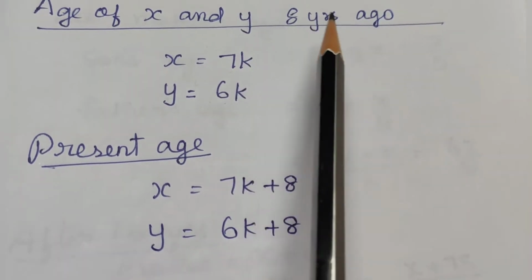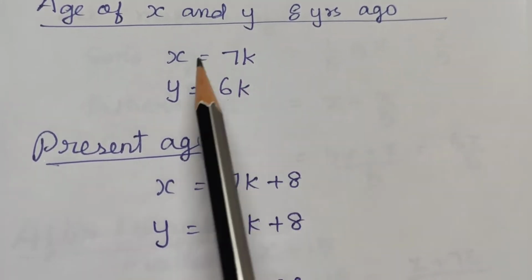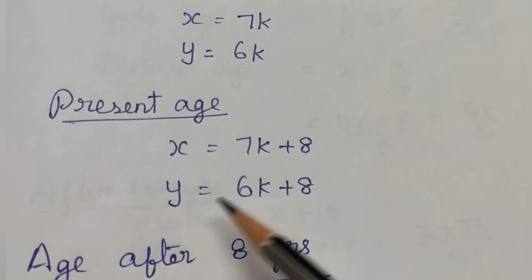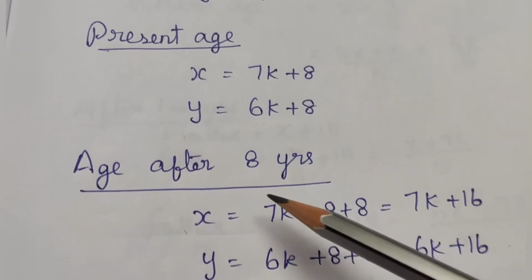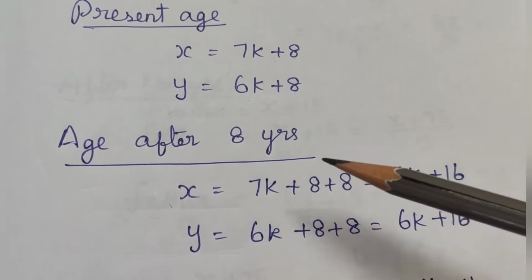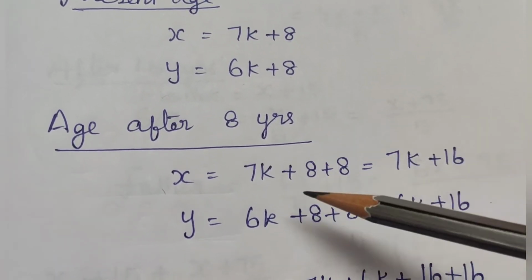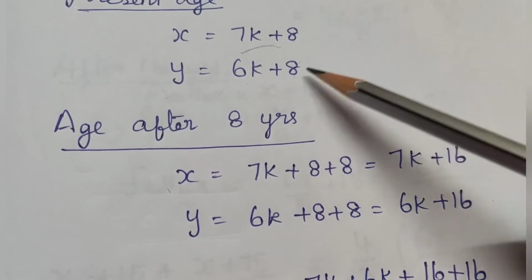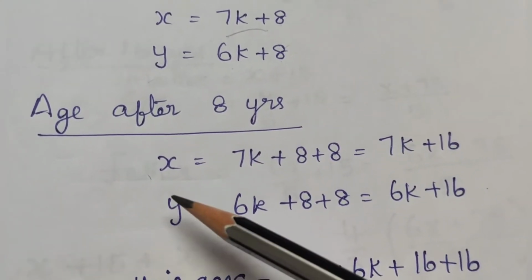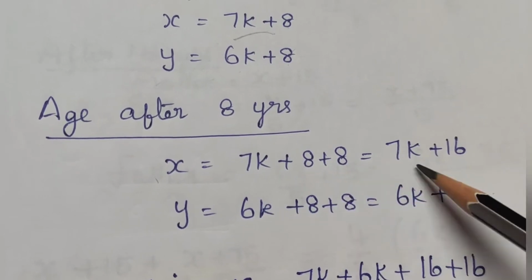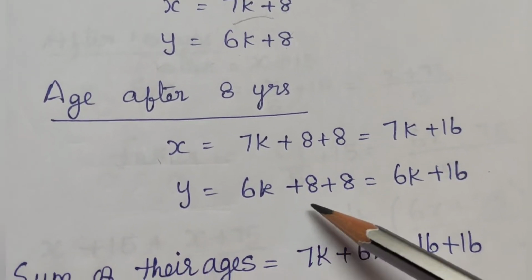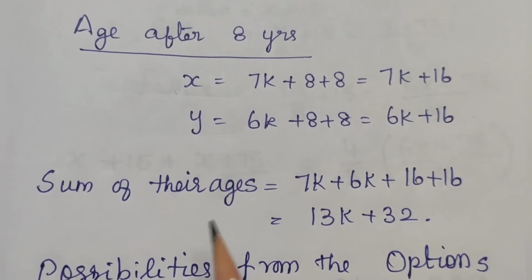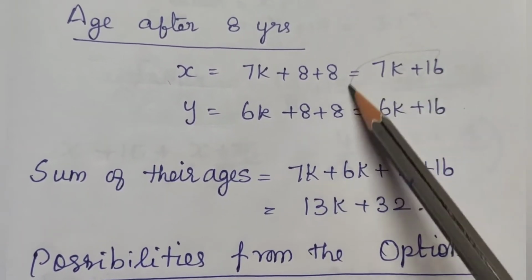So age of X and Y 8 years ago: X is equal to 7K, Y is equal to 6K. Present age: X is equal to 7K plus 8, Y is equal to 6K plus 8. After 8 years, this is their present age, so again plus 8. So X age is 7K plus 8 plus 8, 7K plus 16. Y's age is 6K plus 8 plus 8, 6K plus 16. So sum of their ages after 8 years is equal to, we will add all.